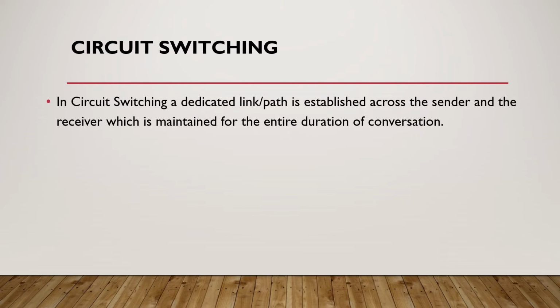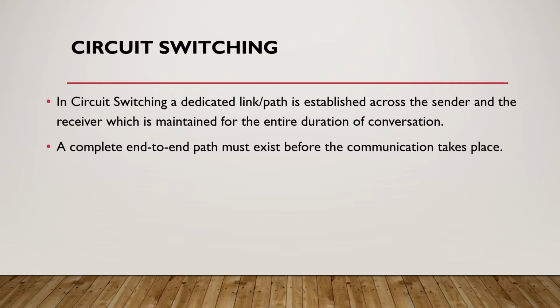In circuit switching, a dedicated path is established between sender and receiver, which is maintained for the entire duration of the conversation. In the circuit switching technique, once a connection is established, the dedicated path will continue to exist until the connection is terminated. A complete end-to-end path must exist before communication takes place. In circuit switching, the routing decision is made when the path is set up across the given network. After the link has been set up between sender and receiver, the information is forwarded continuously over the provided link only.